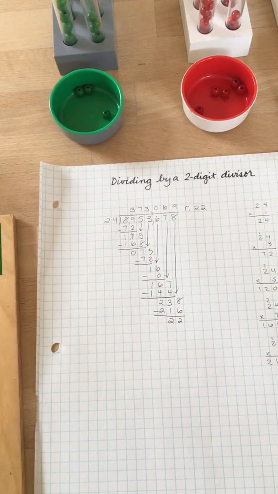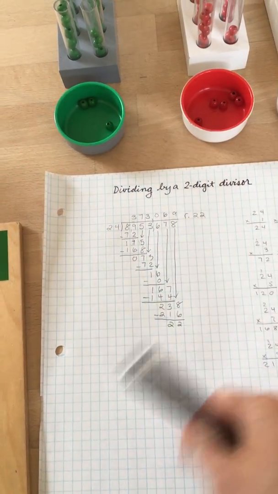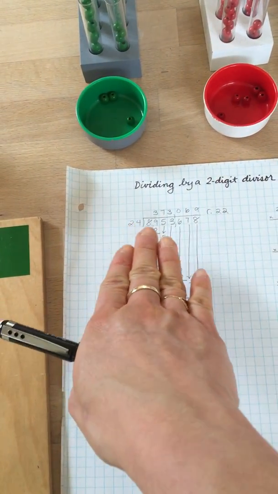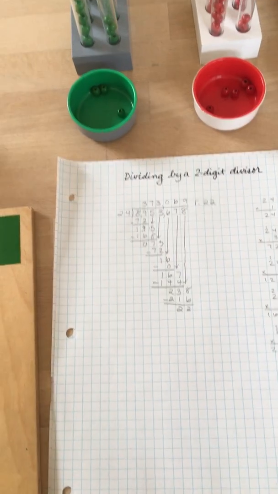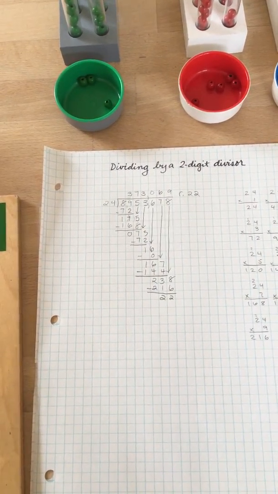Would you like to try this on your own? You can write a number in the millions. You can try a divisor in the tens now. Please share with me what you do. I can't wait to see. Have fun.